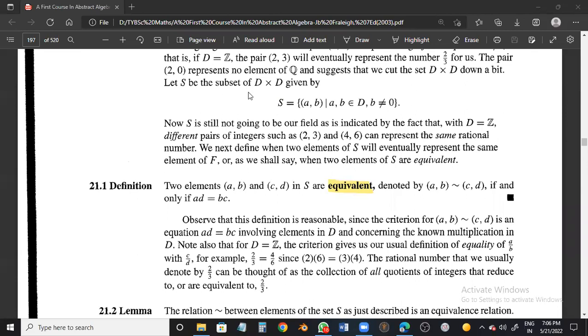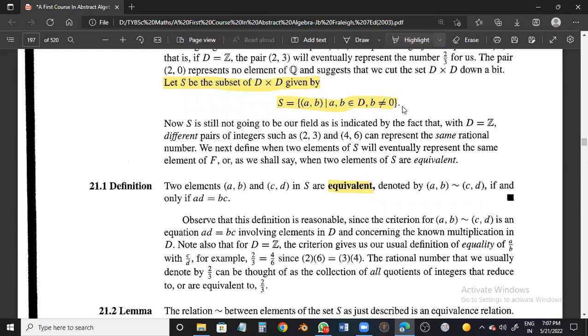Set S is taken. I would like to highlight the statement. Set S is taken this way. S is nothing but D cross D, and only what we are avoiding, the second place we are avoiding to be 0. Means complete D cross D is not taken. It is the subset of D cross D. The second place 0 is avoided over here.